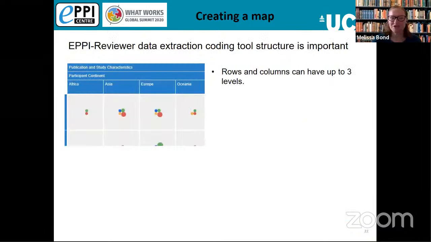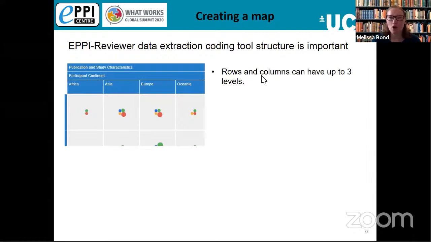I did just want to mention one of the key questions that we get asked in the support team about creating maps, which is how you get the 3 levels displayed that you saw in all of the examples that Jeff showed so far. So I just wanted to point out how you would do that within EPPI-Reviewer.